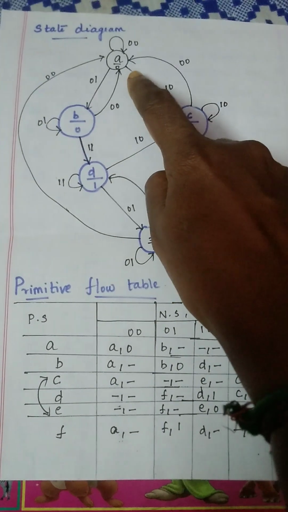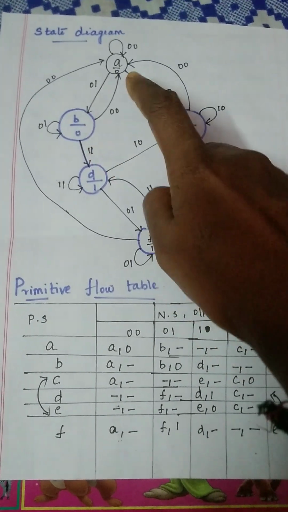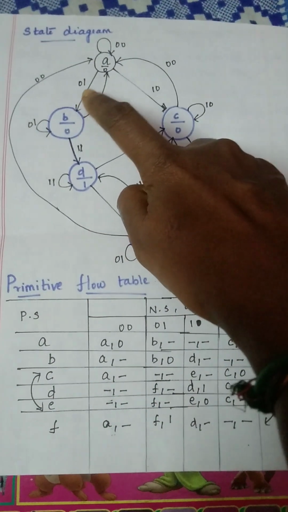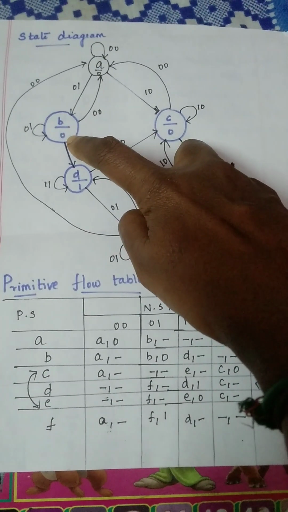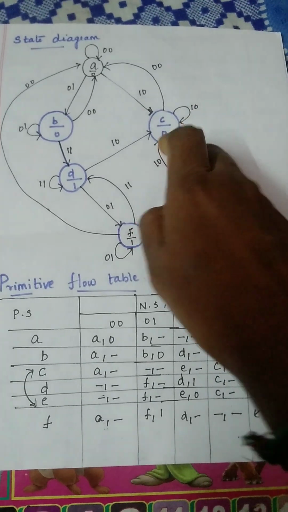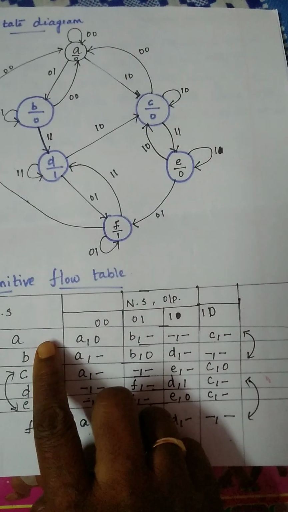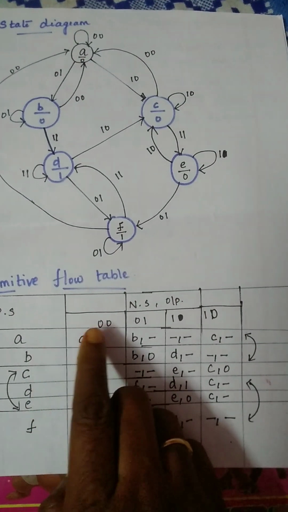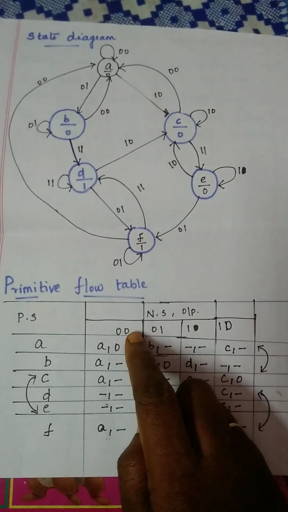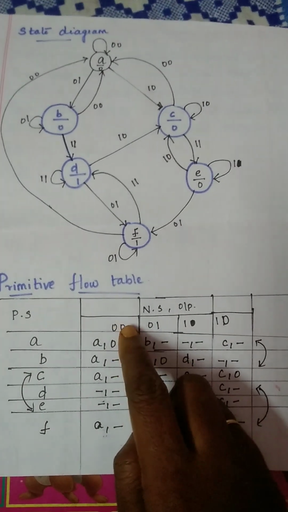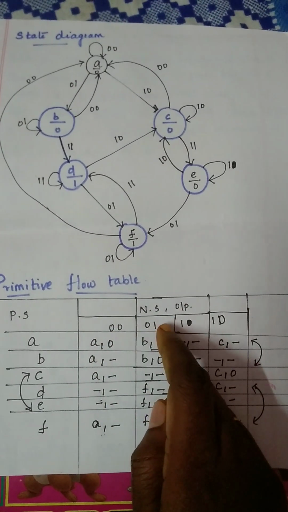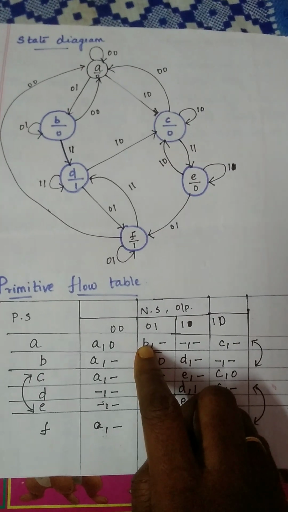Next, from A it is moving to B as well as it is moving to C. Whenever 0 1, at that time it is moving to B state. Whenever 1 0, at that time it is moving to C state. So if it is A, it can retain in the same state whenever you have 0 0 value. Your input is 0 0, it is retaining in the same state. If your input is 0 1, it is moving to B state.